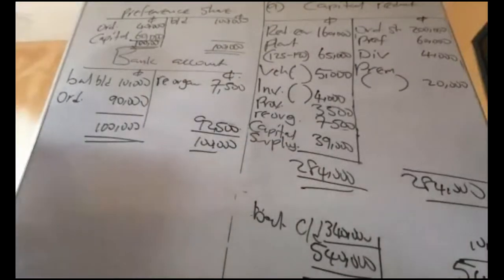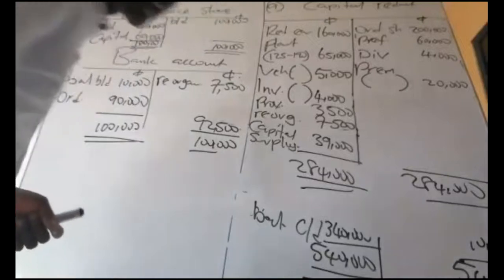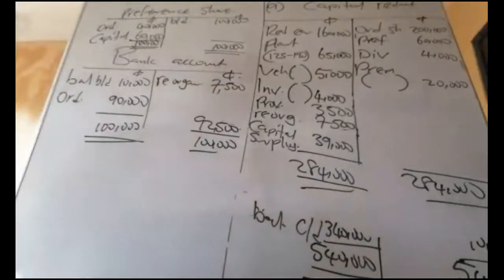92,500. Good. Okay, that's fine. So we are done. Let's quickly prepare the financial position and then we are done for the day. Good.